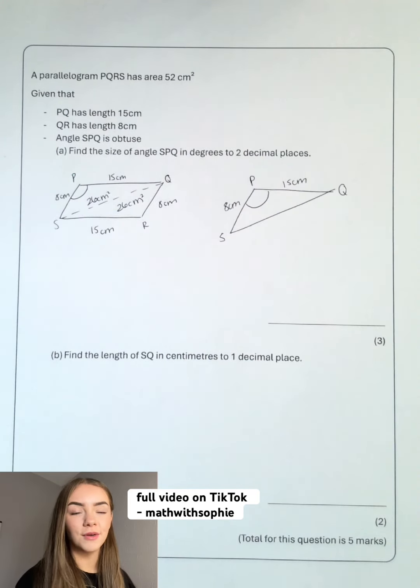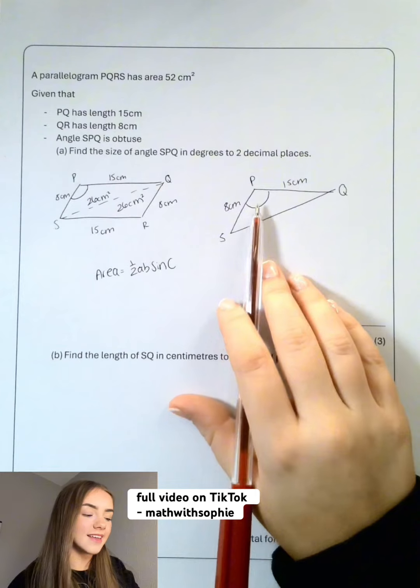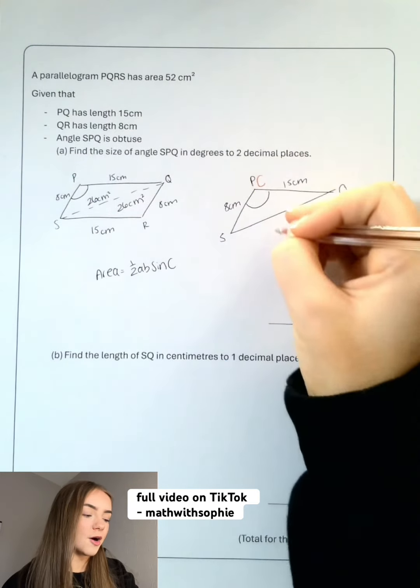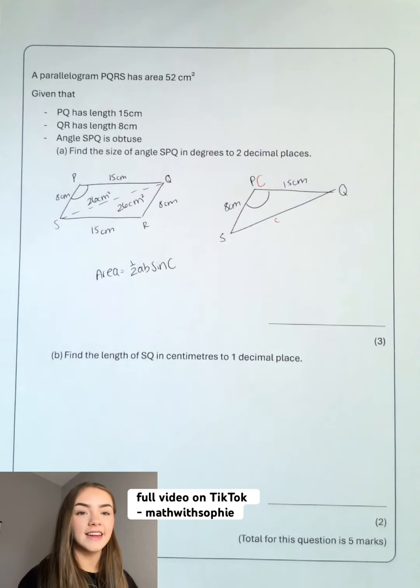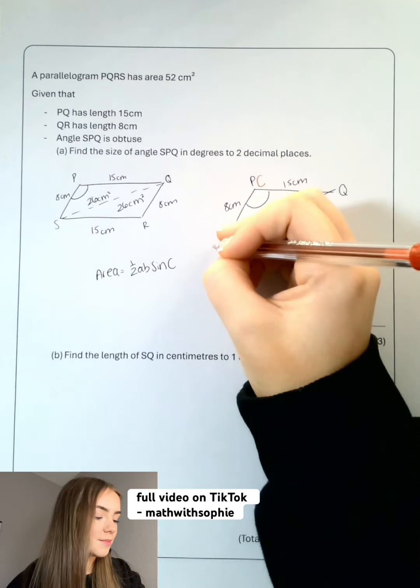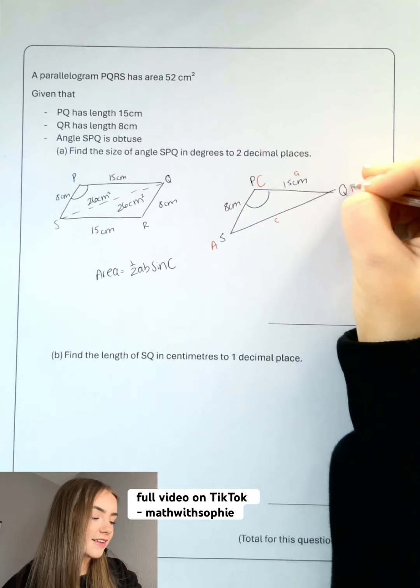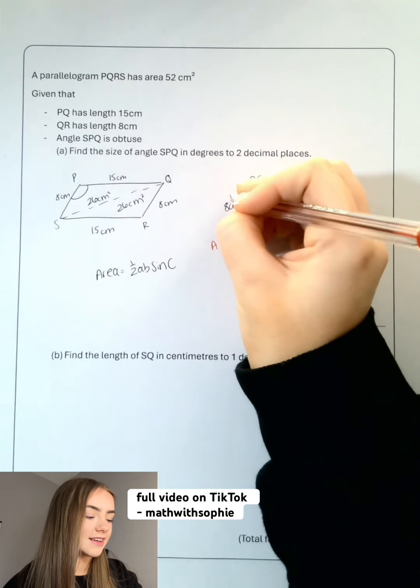Since this question involves area, we should know that area of a triangle can be worked out by using half ab sine C. Since this is the angle we want to find, we'll label this as angle C, and opposite angle C is side c. Then it doesn't really matter which we label as A and B, so let's label this as angle A and opposite will be side a. This we'll label as angle B and opposite is side b.